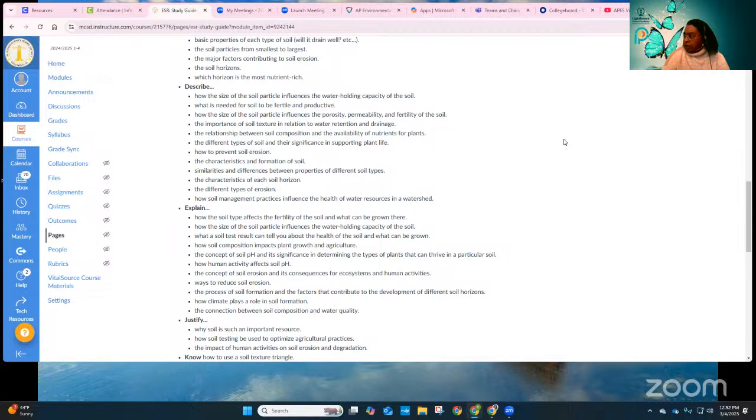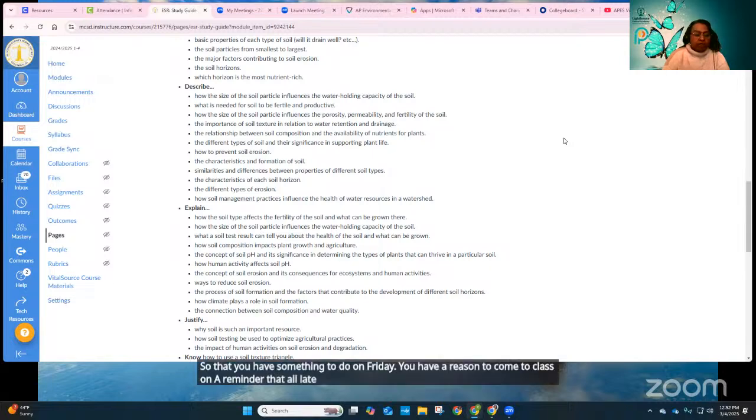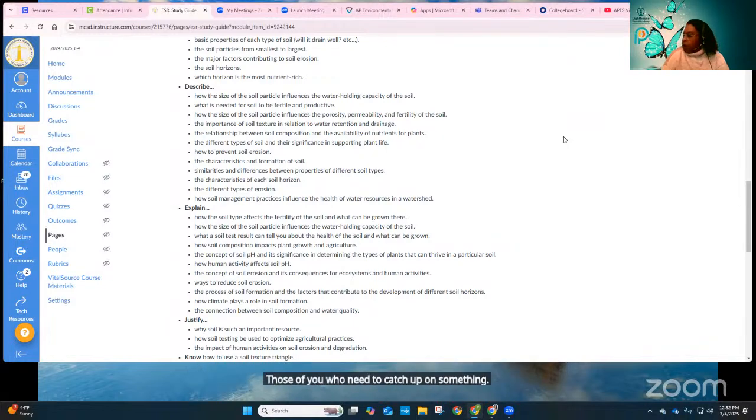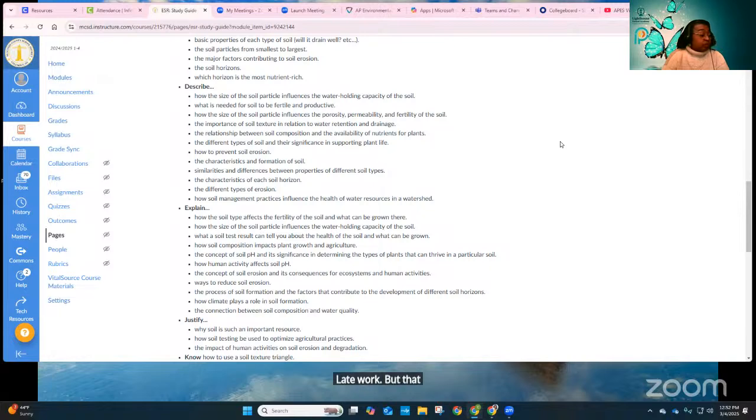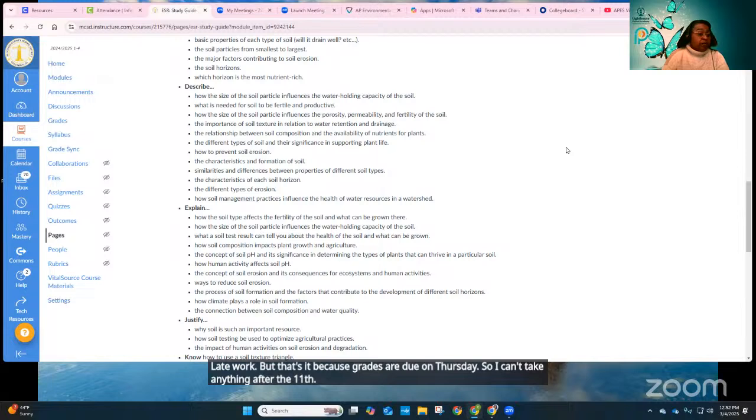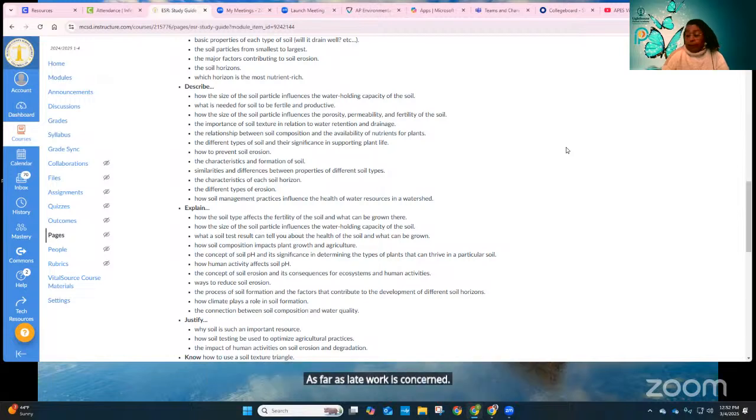A reminder that all late work is due by this Friday as well. Those of you who need to catch up on something, I'll extend it to next Tuesday, the 11th, at the latest. That's the latest I can do late work, because grades are due on Thursday. So I can't take anything after the 11th as far as late work is concerned. Again, I will stop talking and let you get to work.